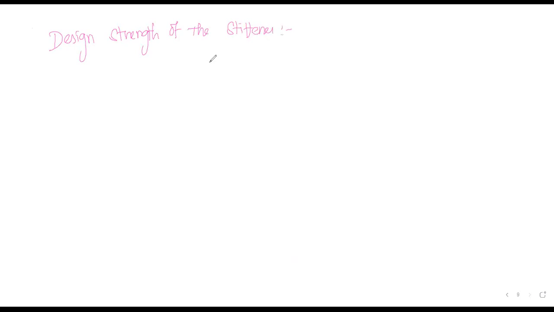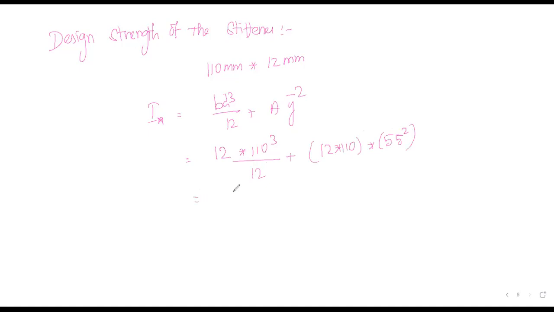Our stiffener size is 110 mm by 12 mm. We have to calculate the Ix value: bd cube by 12 plus A y bar squared. So 12 into 110 cube divided by 12 plus area 12 into 110 into 55 squared. It becomes 532.4 into 10 to the power 4 mm to the power 4. This is the Ix value.